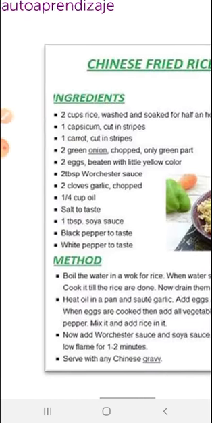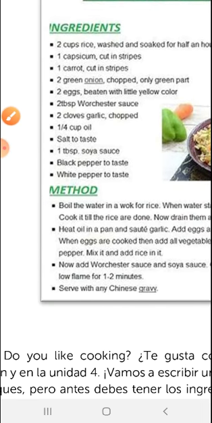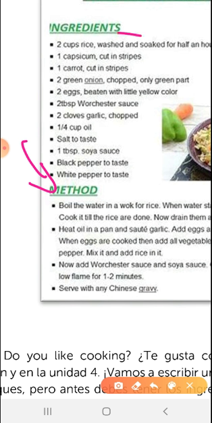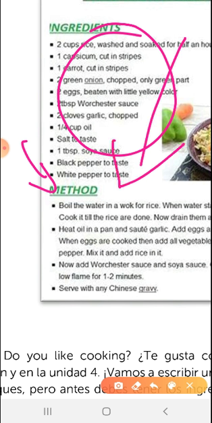Here we have some verbs too. Aquí tenemos algunos verbs. Generalmente los verbs los hallaremos en esta parte donde dice el método para cocinar, yes? Porque this part is for the ingredients, para los ingredientes. And we are looking for the verbs, los verbos. And we will find them in this part, which is the method to cook.